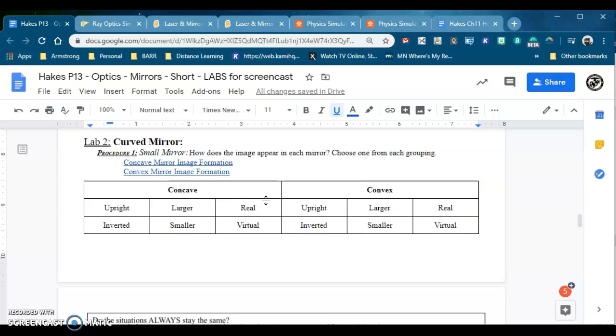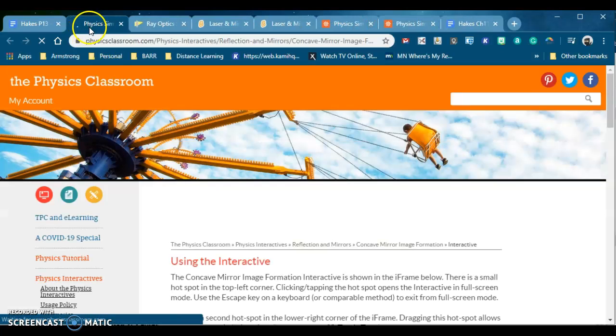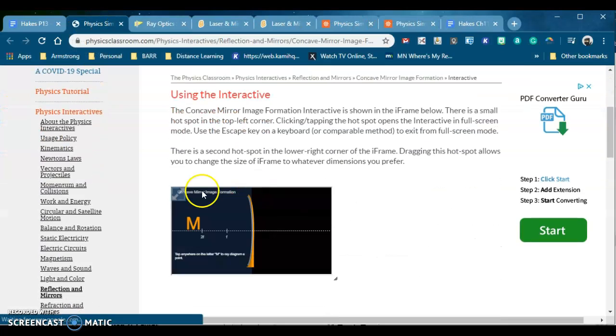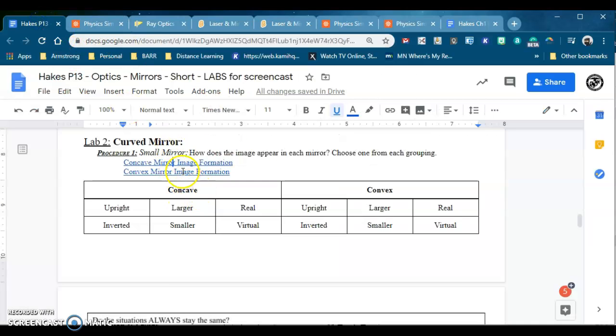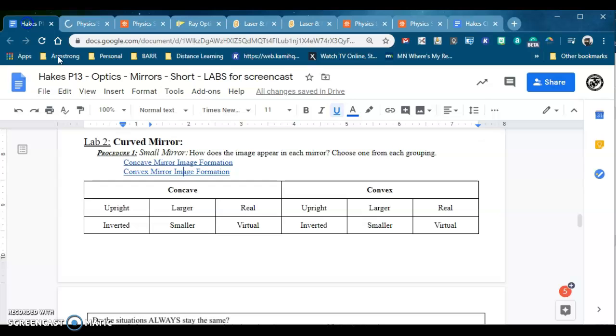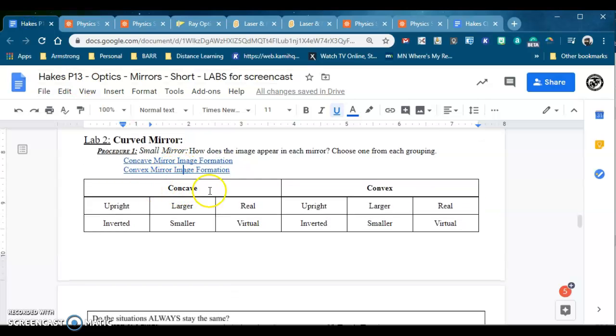Okay, for Lab 2, we're going to talk about a curved mirror. So if you click on the link here, there's another video or a simulator explanation of how a concave mirror image forms, and another one about how a convex image forms. So use that. So with a concave, select all that apply. Is your image upright or inverted? So upright or upside down. Is it bigger or smaller than the actual object? Is it real or virtual? And then do the same thing for convex.